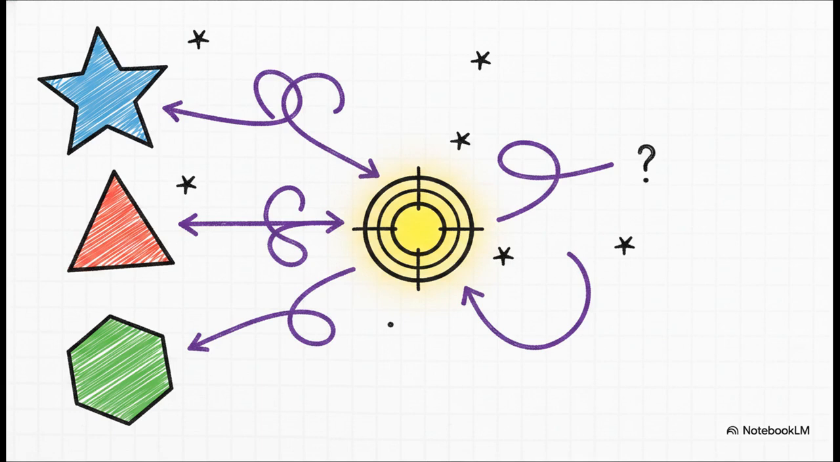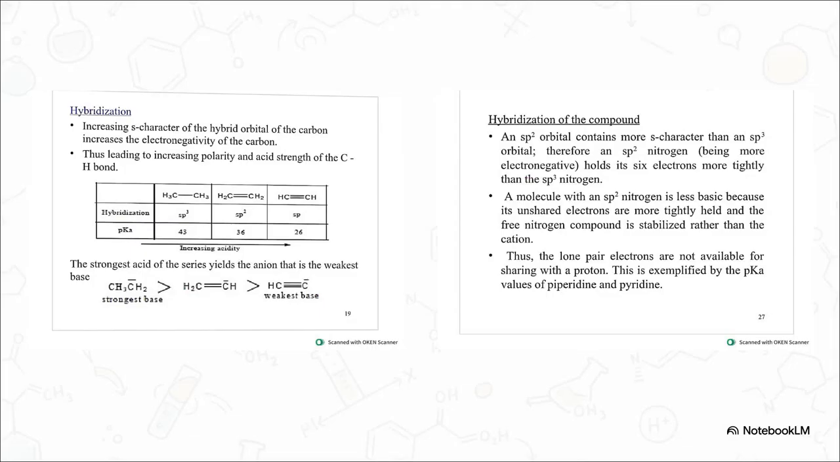They operate a bit differently here. Let me show you. Here's where things get wild. Think back to our acids. An sp hybridized carbon made for a stronger acid because it held those electrons nice and tight. Well, for bases, it's the exact opposite.